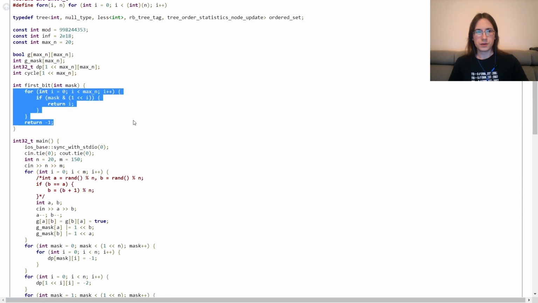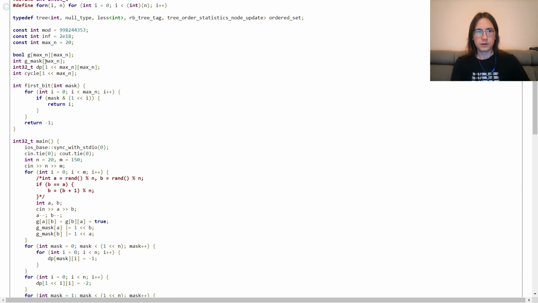Here's the function that takes the mask and returns the first bit of this mask. This is the adjacency matrix, and this is also the adjacency matrix, but in the form of masks. So it's like adjacency masks for every vertex. This is the dp table. It's actually not just true or false, because in the end we will need to recover the cycle, and so we store not just true or false, but for every state we store the second to last vertex on one of the existing paths into such state, and -1 if such a path does not exist.